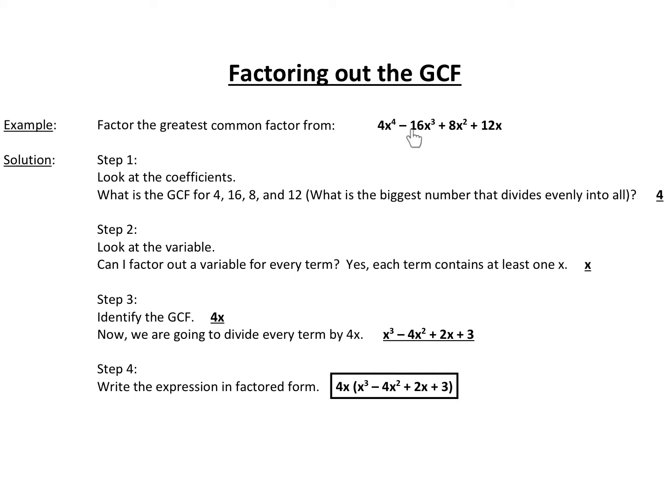Okay, and then just take this minus sign right here and bring it down. 16 divided by 4 is 4. X to the 3rd divided by x, if we subtract the exponents, 3 minus 1 is 2.